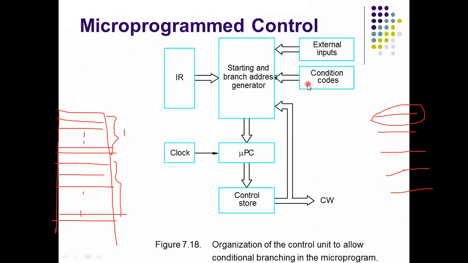Suppose any branches occur, then we use this organization of the control unit to allow conditional branching in the microprogram. Here the extra blocks are the starting and branch address generator, which handles the conditional branch. Here the condition code status is also known, and external inputs like MFC signals and interrupt signals are there. Those will also be given to this branch address generator. Then we know the sequence of the micro instructions which are executed.